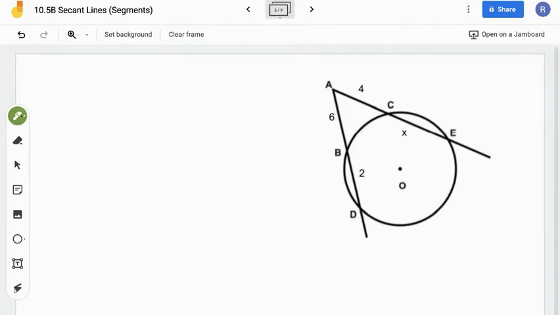Okay, here's an example where these lines are intersecting outside of the circle. Now remember, we want to take the entire length times the length on the outside and do that to both sides. They should be equal. So we're going to have 8, right? 6 plus 2 is 8, times 6 has to be equal to that entire length over here, which would be 4 plus x, times that outside length, which in this case is 4.